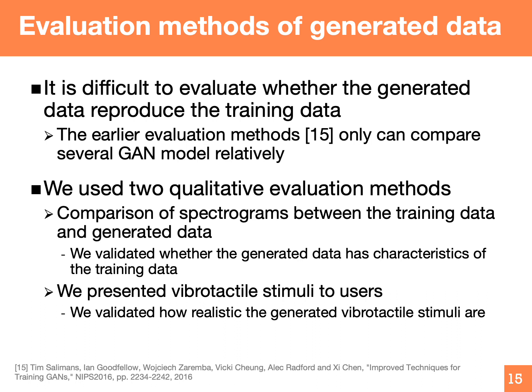It is difficult to evaluate whether the generated data reproduced the training data. The earlier evaluation methods can only compare several GAN models relatively. At the present stage, we use 2 qualitative evaluation methods. First is comparison of spectrograms between the training data and generated data. We use the method to validate whether the generated data has characteristics of the training data. Second, we presented vibrotactile stimuli to users. We use the method to validate how realistic the generated vibrotactile stimuli are.